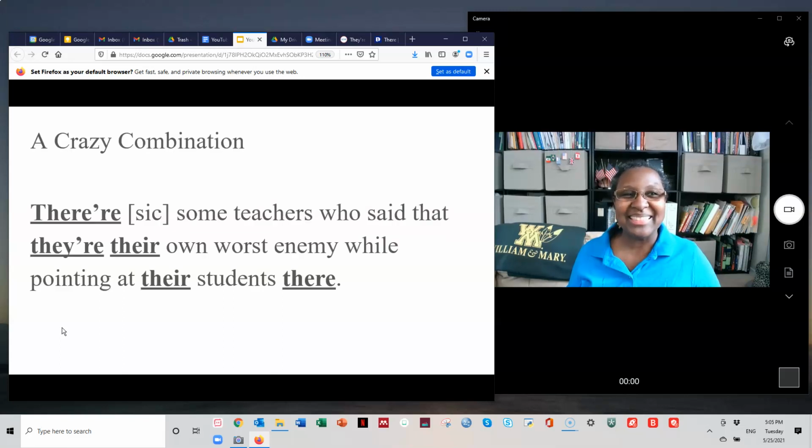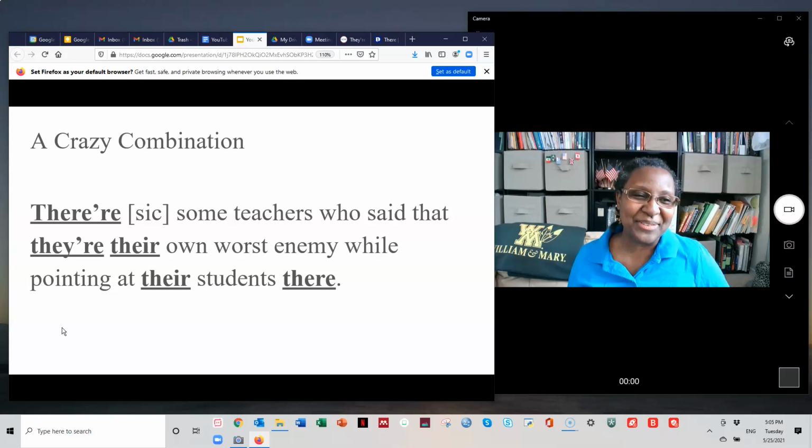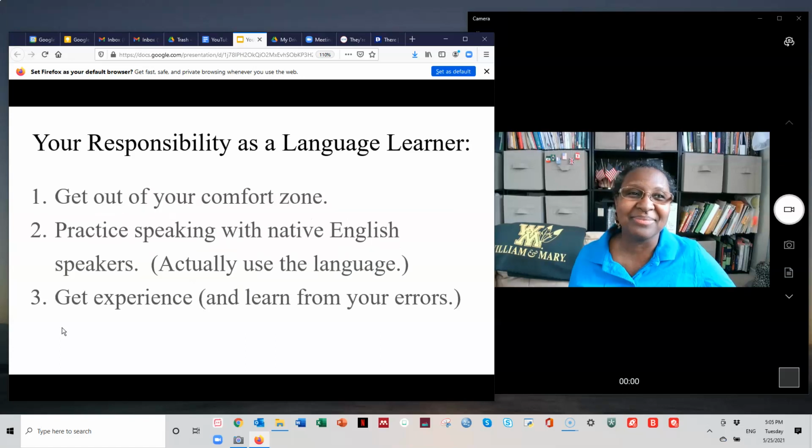Here's a combination that's crazy. There's some teachers who said that they're their own worst enemy while pointing at their students there. This actually could come up in a sentence. I made up this sentence just to give a little bit of humor and comic relief to our studies together. But sometimes people do say things like, they're their own worst enemy, pointing at their students over there. So that's just an example of how all of the homophones could be used at once.